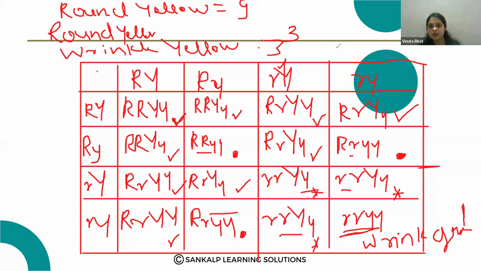Okay. So the ratio is 9 is to 3 is to 3 is to 1. So from this experiment, we can say that the characters independently inherit to the next generation. So that is Mendel's experiment.